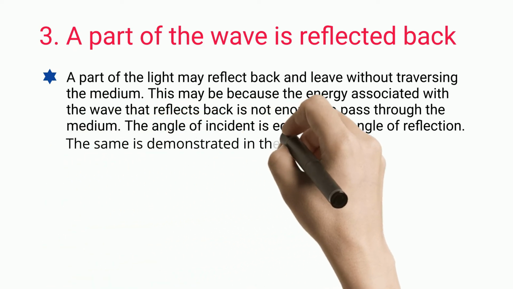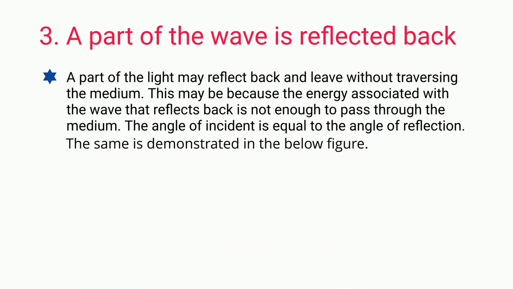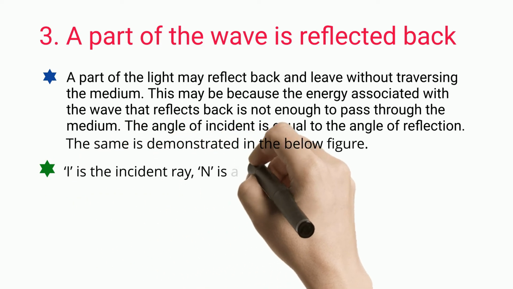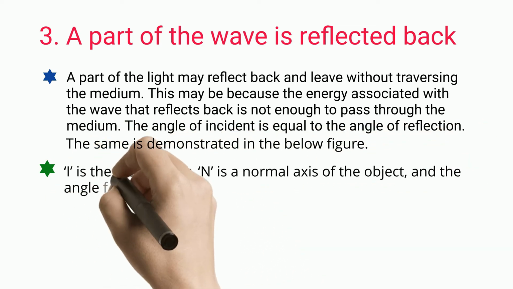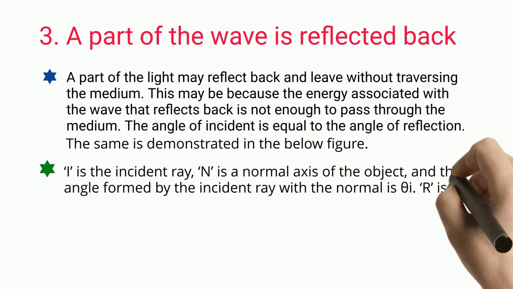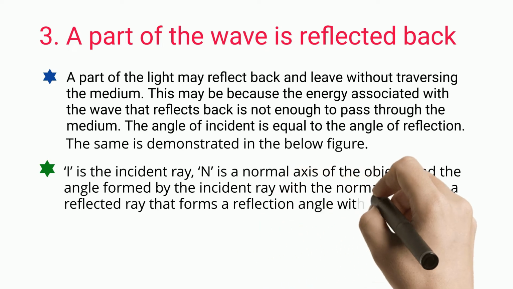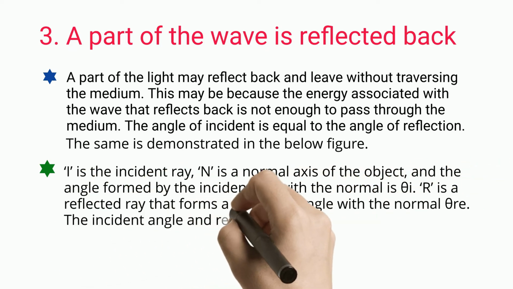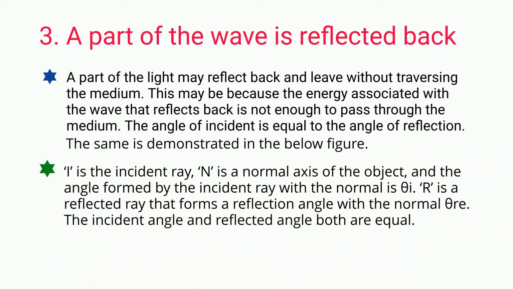The same is demonstrated in the below figure. I is the incident ray, N is the normal axis of the object, and the angle formed by the incident ray with the normal is i. R is a reflected ray that forms a reflection angle with the normal, r. The incident angle and reflected angle both are equal.